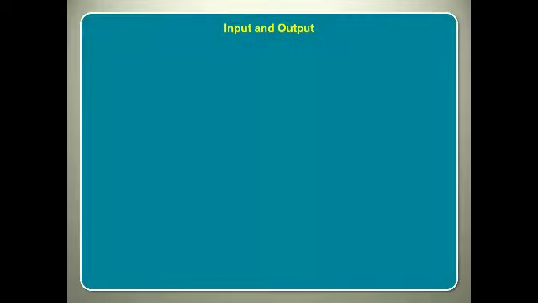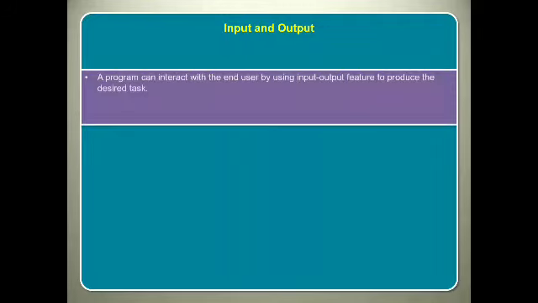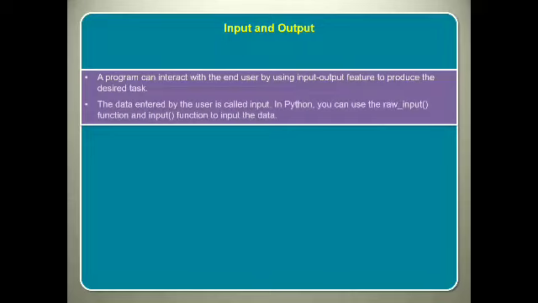Now, let us understand about input and output. A program can interact with the end user by using input-output feature to produce the desired task. The data entered by the user is called input. In Python, you can use the raw_input function and the input function to input the data.